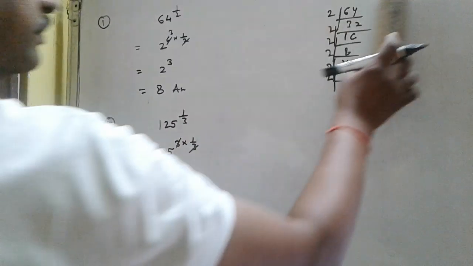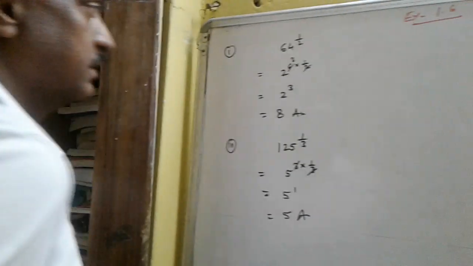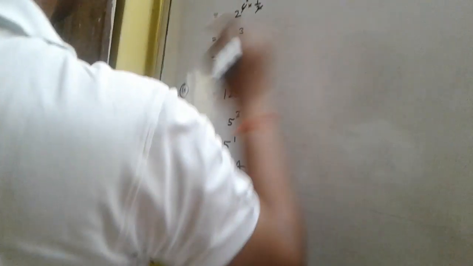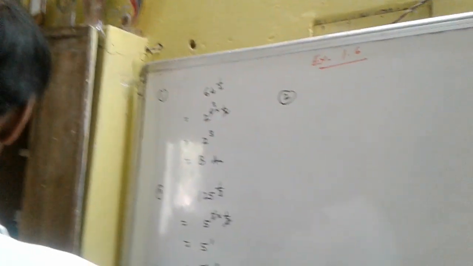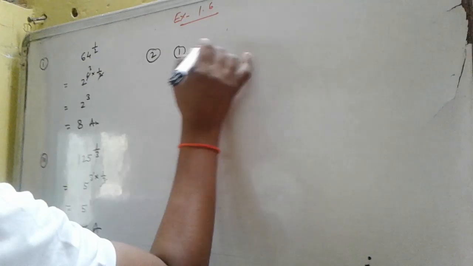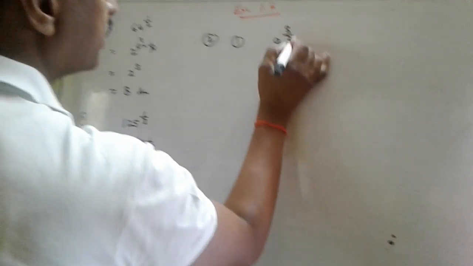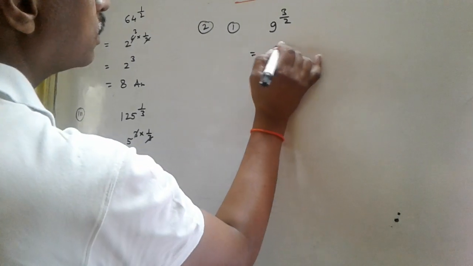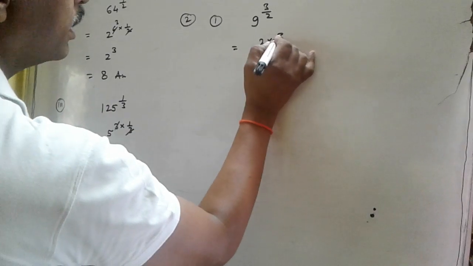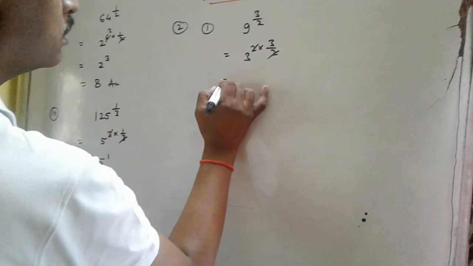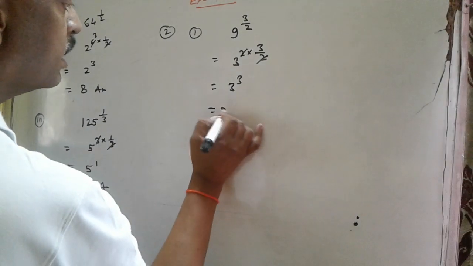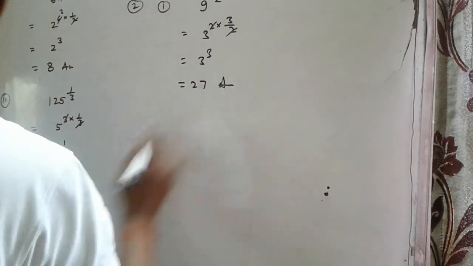Let's see question number 2. First one is 9 power 3 by 2. Similarly, it will be 3 to the power 2 into 3 by 2, which is 3 to the power 3, equal to 27. Same type of questions are here.